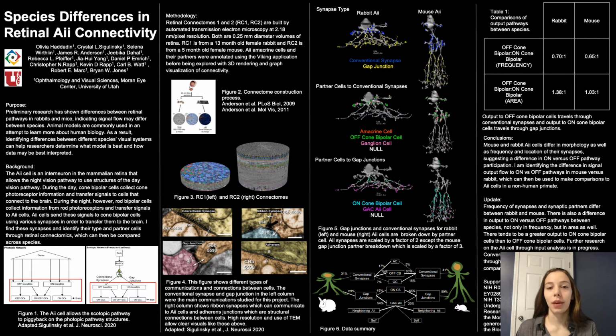I will be presenting my research on species differences in retinal A2 connectivity. I did this research through the Jones Lab of the Moran Eye Center. Animal models are commonly used in an attempt to better understand human biology and disease. Studying the similarities and differences between species can help us choose the most appropriate model for research.